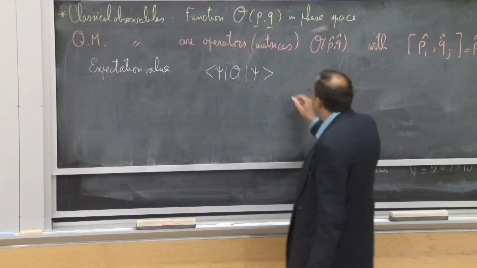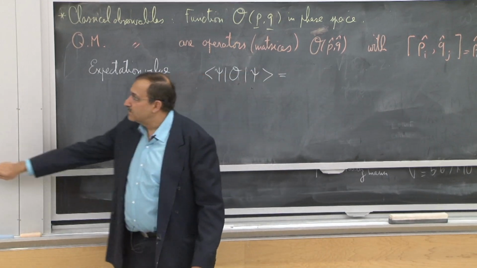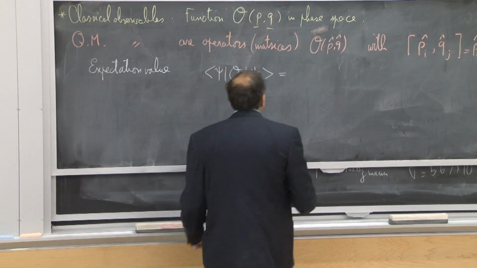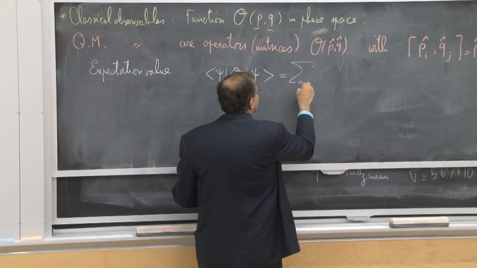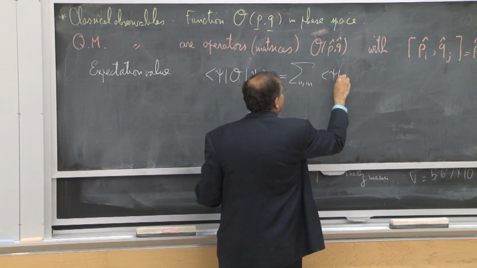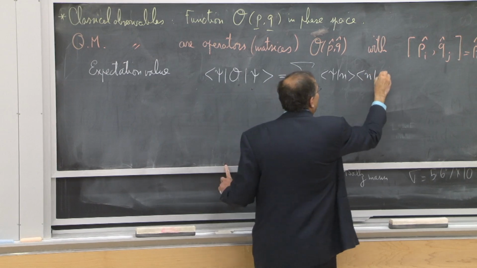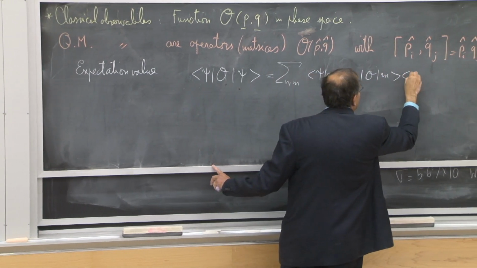So in terms of elements of some particular basis, you would write this as a sum over n and m, psi n, n O m, m psi.